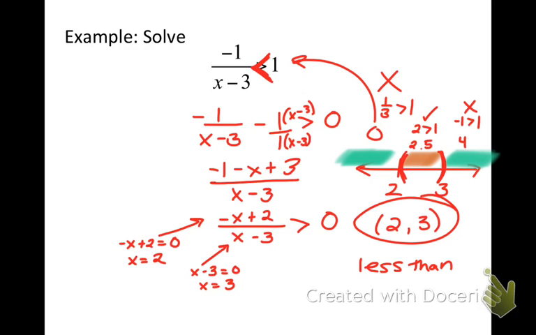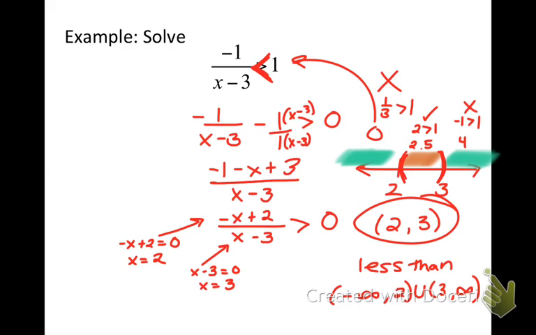My left interval would now be true, because 1/3 is less than 1. So this would be going from negative infinity to 2, union, and then 3 to positive infinity. My sign was a less than. If it had a less than or equals to, that would just make my 2 have a bracket, but my 3 would still be a parenthesis.